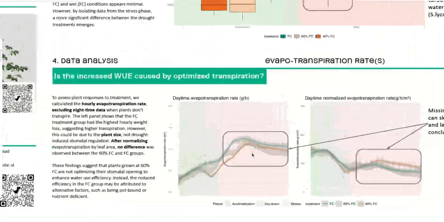To further dive into the plant responses, we can visualize the evapotranspiration as a rate. In this example, we calculated the water loss for every hour during the trial. Since the plants do not transpire during the dark, we only focused on the daytime measurements. In the panel here on the left, we can observe the plants kept at full field capacity lost the most water during every hour, indicating these plants transpired the most.